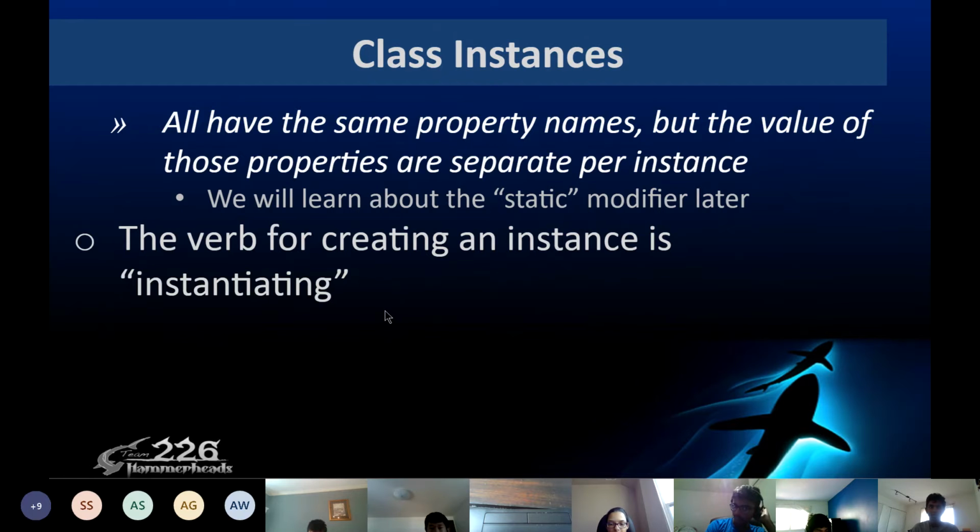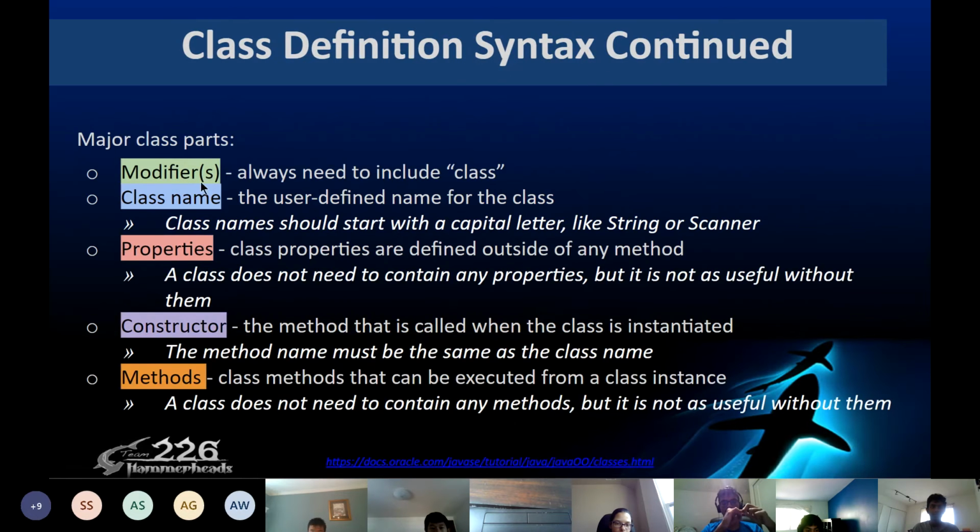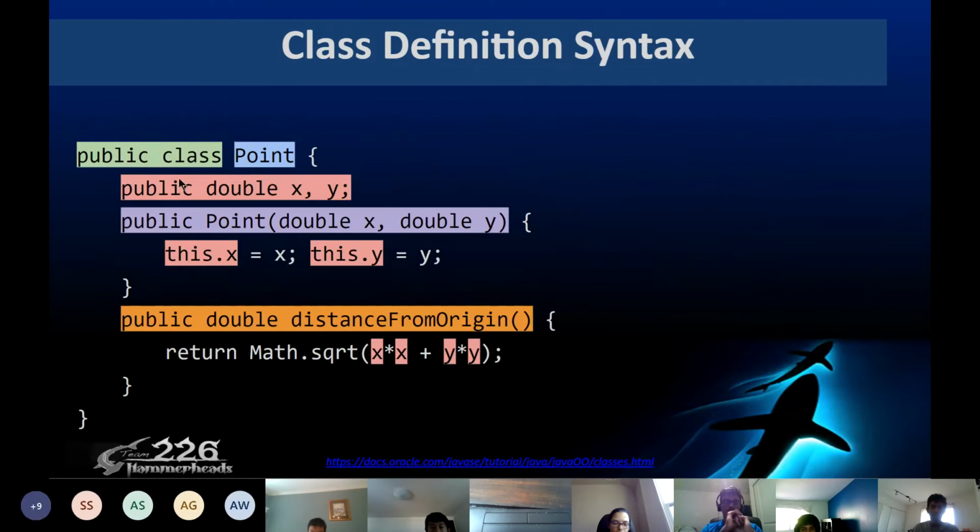All right. This is how you would make a class. It's a basic class syntax, and I'll cover each of these sections in detail individually. First, this green section is called a modifier. We'll learn more about modifiers tomorrow, but for now, just know that if you want to make a class, you always have to include this class modifier.